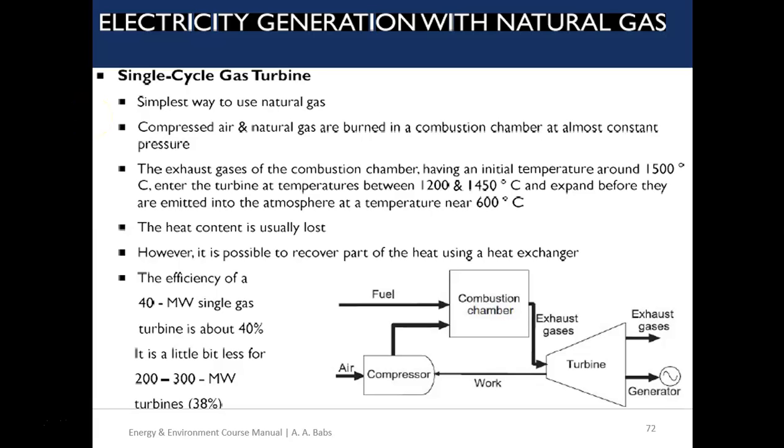From what we have installed globally, the efficiency of a 40 megawatt single gas turbine is about 40%. It is a little bit less for 200 to 300 megawatt turbines, which is around 38%.